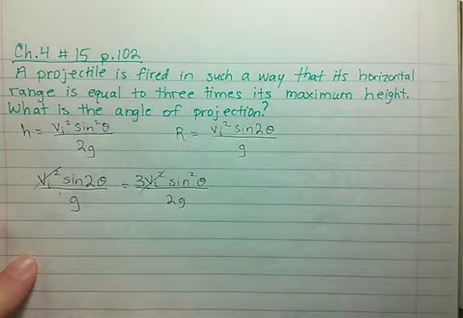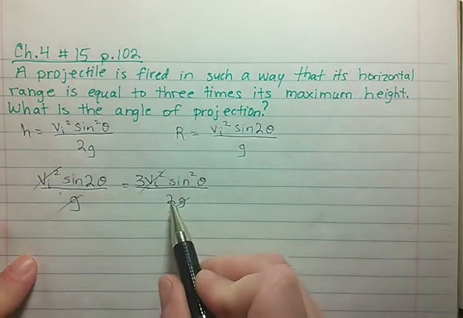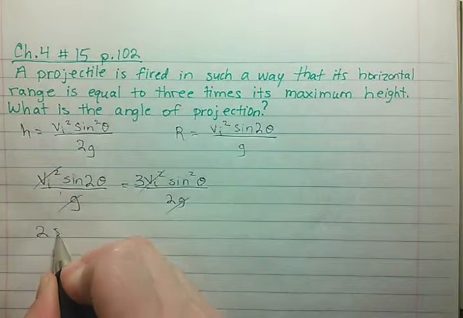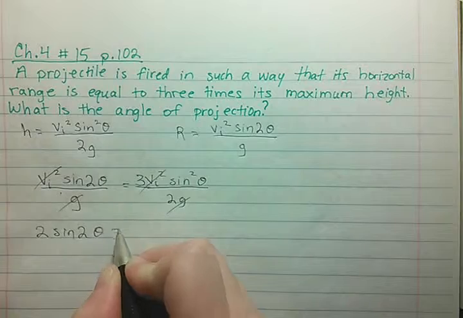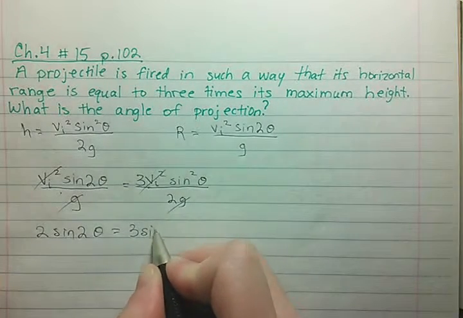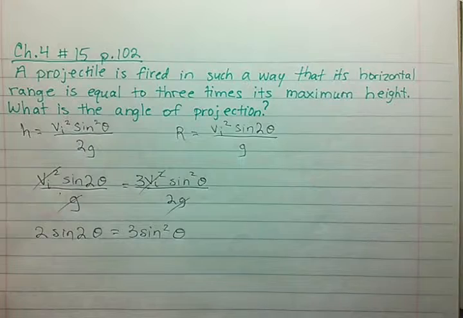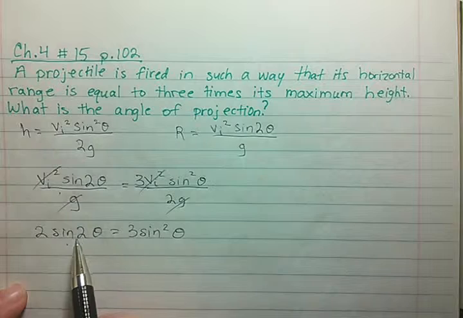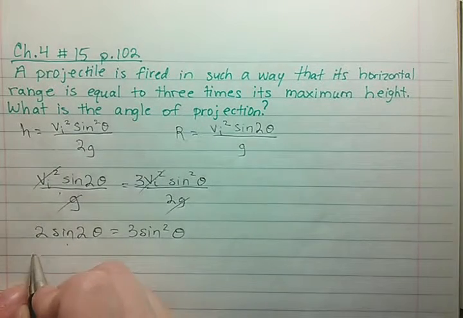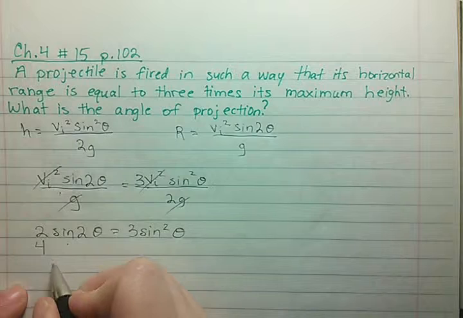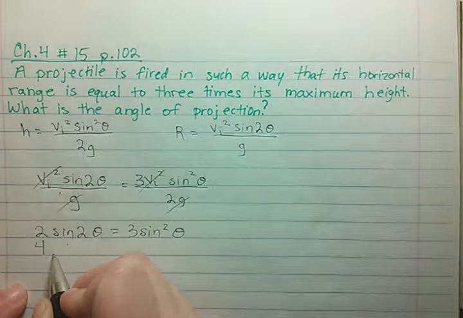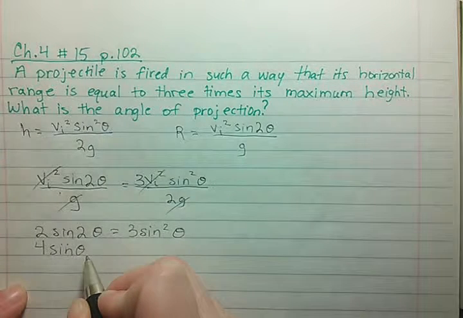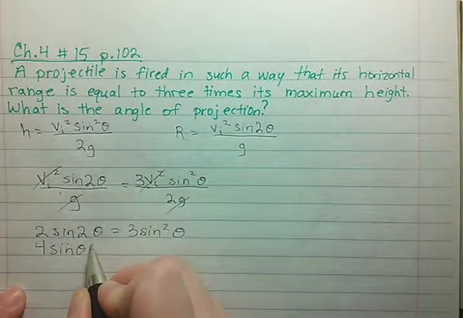So the g's will cancel out. And I'm going to multiply both sides by 2. So we'll have 2 sine 2 theta equals 3 sine squared theta. I'm going to use my trig identity for this one, where you get a cosine in there. So using that trig identity, you will get... I believe that's called the double angle formula, but don't quote me on that.